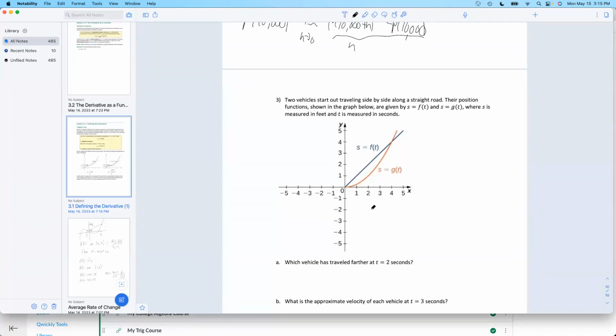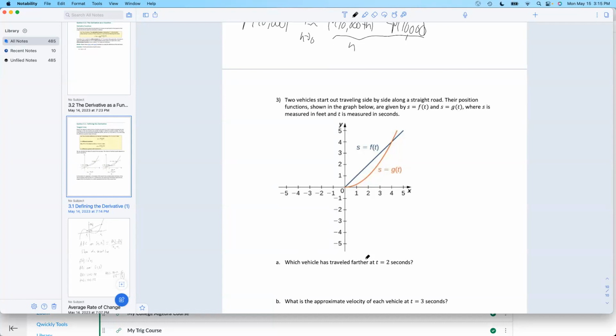So I've got two different position functions here. I got two cars. They both start at the same spot. The blue car is given by f of t. That tells you how far he is from his initial position at time t. And then we've got the orange car here. Okay, after 2 seconds, who's traveled further?